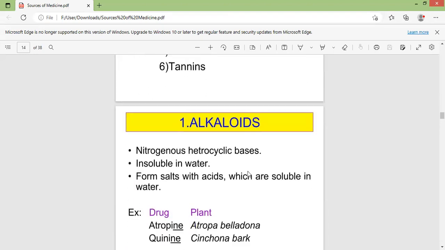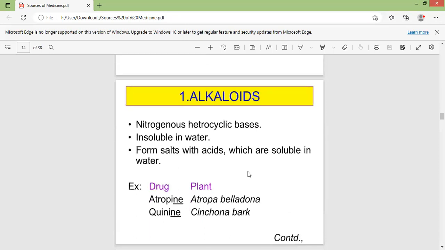Starting with alkaloids, because alkaloids are the most important, or you can say the most common, and also the most tested. Now, for alkaloids, what's unique is that they have a nitrogenous heterocyclic base. So you'll have a structure. Heterocyclic means it will be in a ring, but somewhere you have to have a nitrogen. That would now qualify it to be an alkaloid, a nitrogenous heterocyclic base.